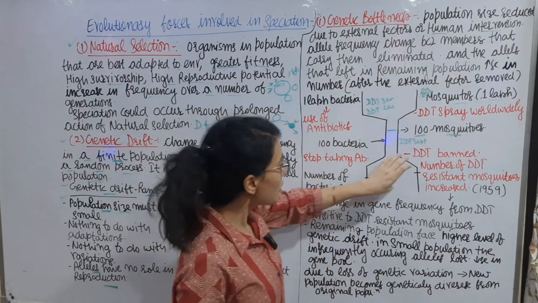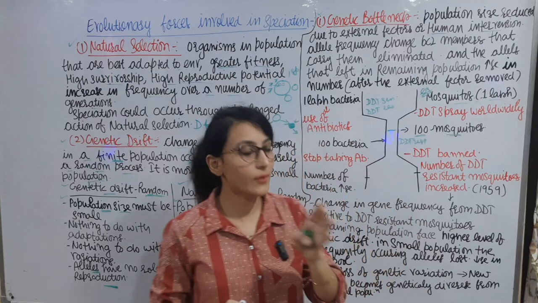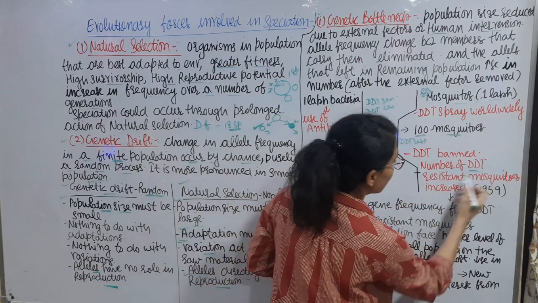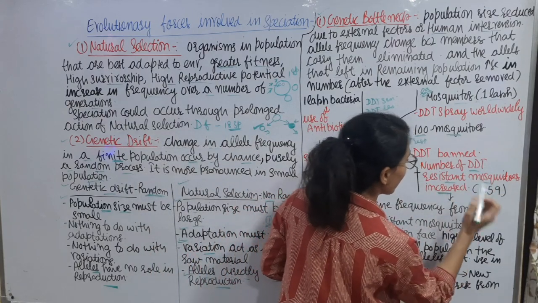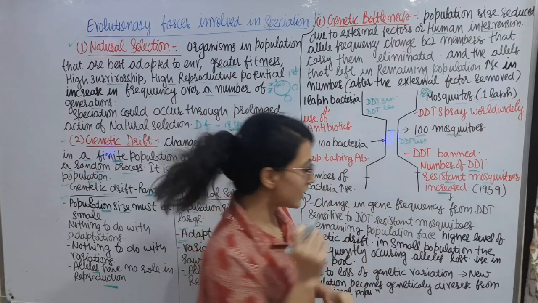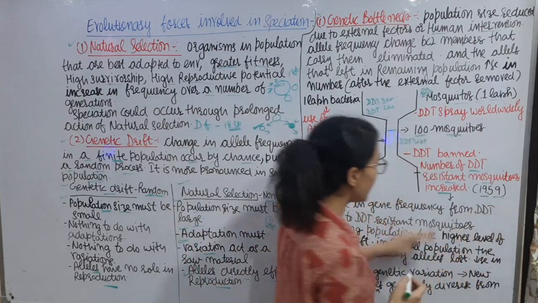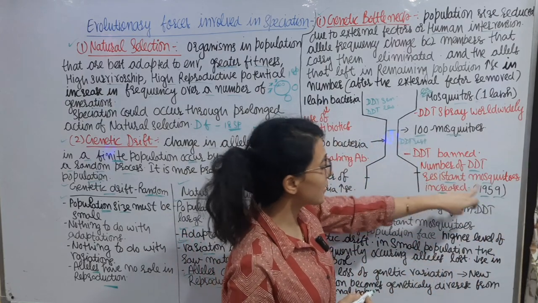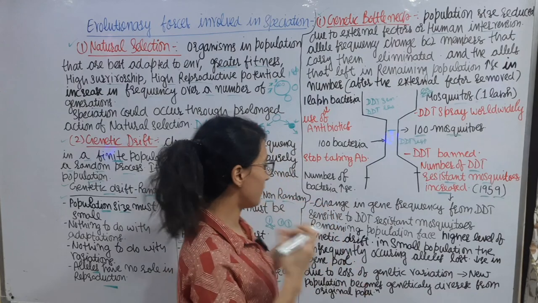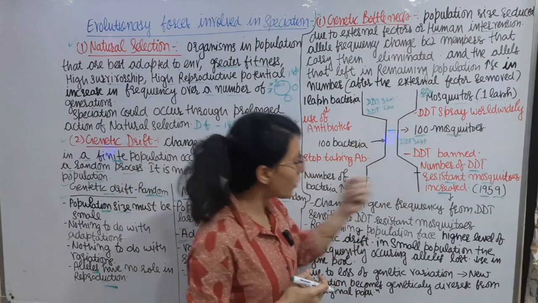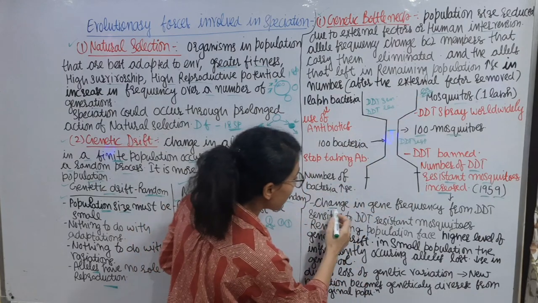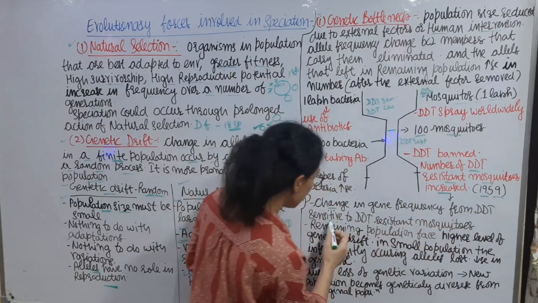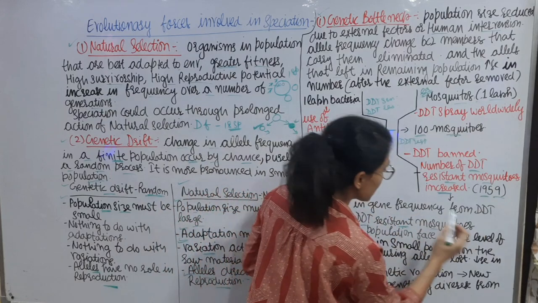from this population. So after DDT was banned worldwide, the number of DDT resistant mosquitoes increased. It was observed first during 1959 in India that the DDT resistant mosquitoes increased in their number. So how does genetic bottleneck happen? First of all, change in gene frequency from DDT sensitive to DDT resistant mosquito.